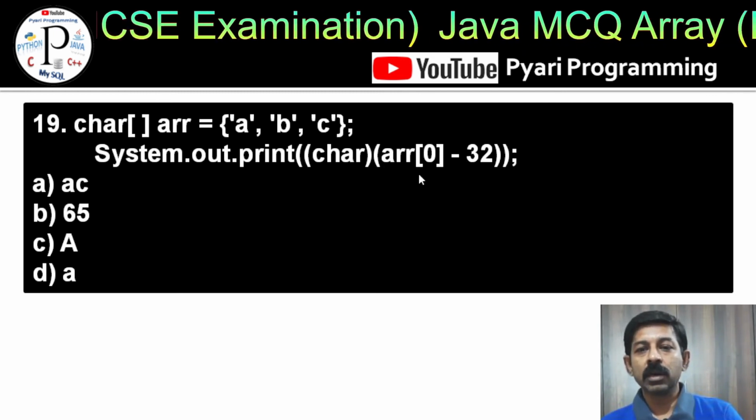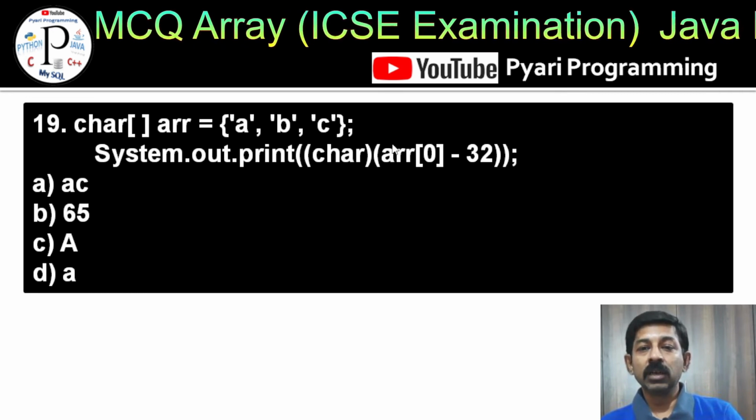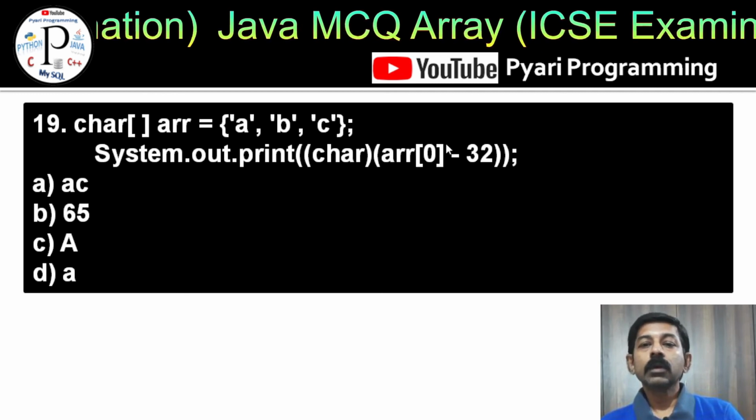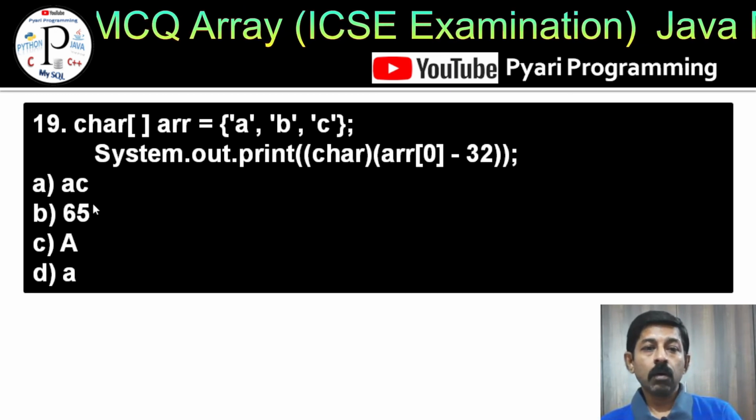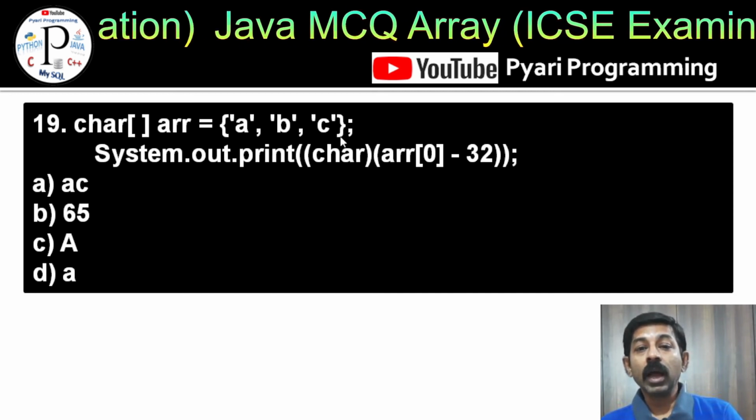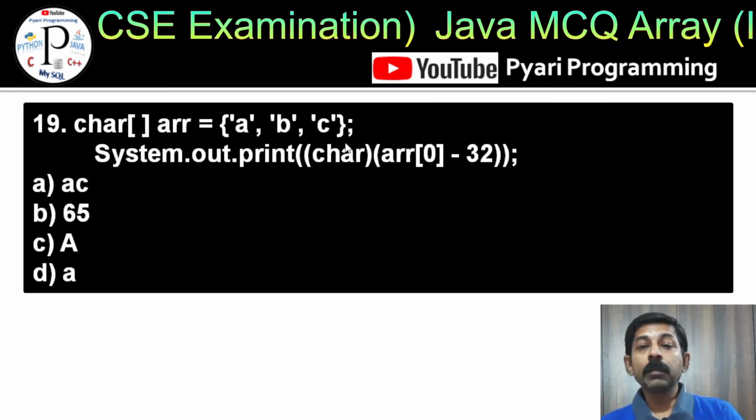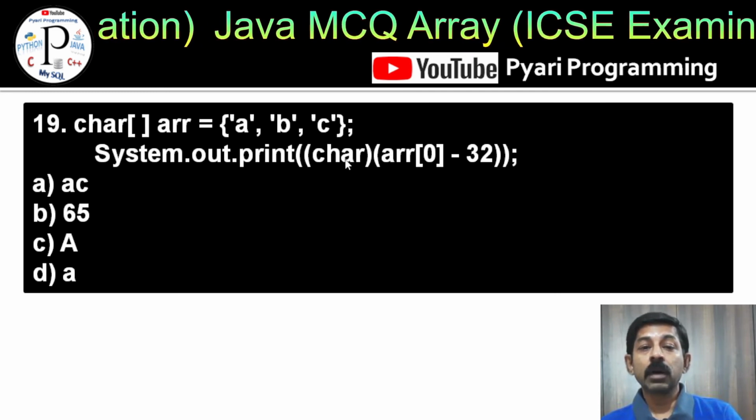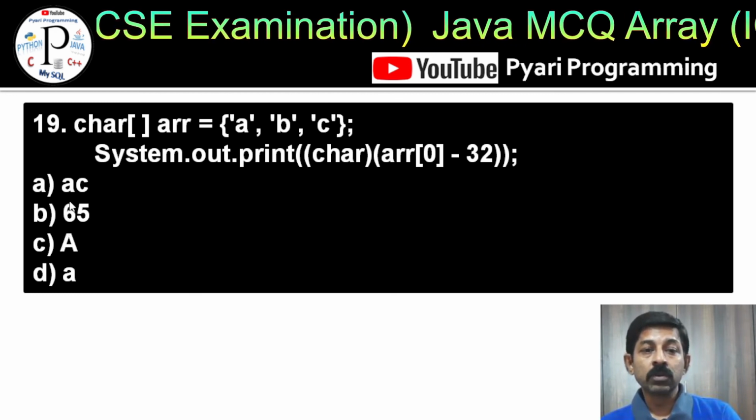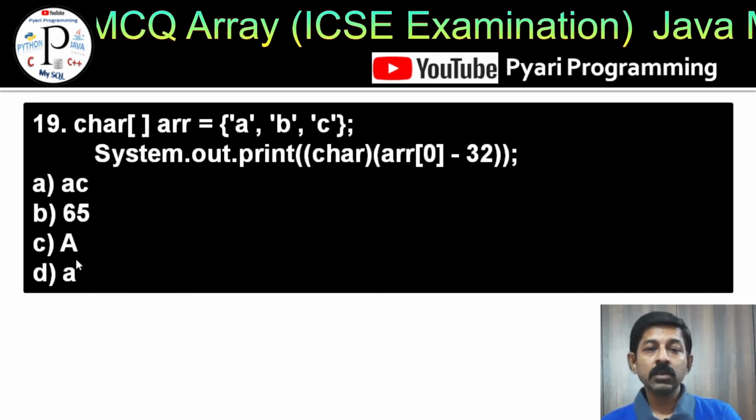So because of that, ARR of 0 contains lowercase a, which is converted to its ASCII value, that is 97. Now 97 minus 32, the result is 65. Now look, in the options we have 65. Don't be in a hurry, wait. Look over here, it is converting it to character. The ASCII value 65 is converted into character, and it becomes capital A. They have given 65, lowercase a and capital A also, to confuse you. But the right answer is capital A.